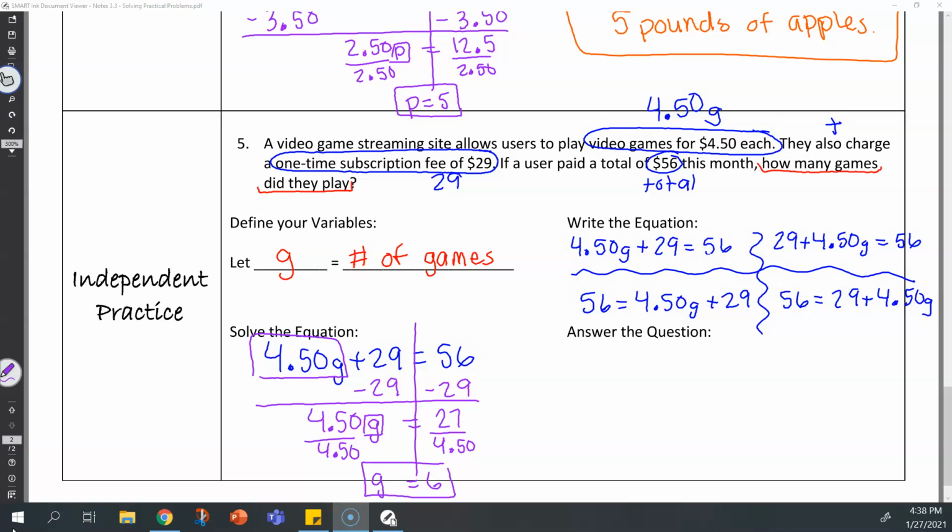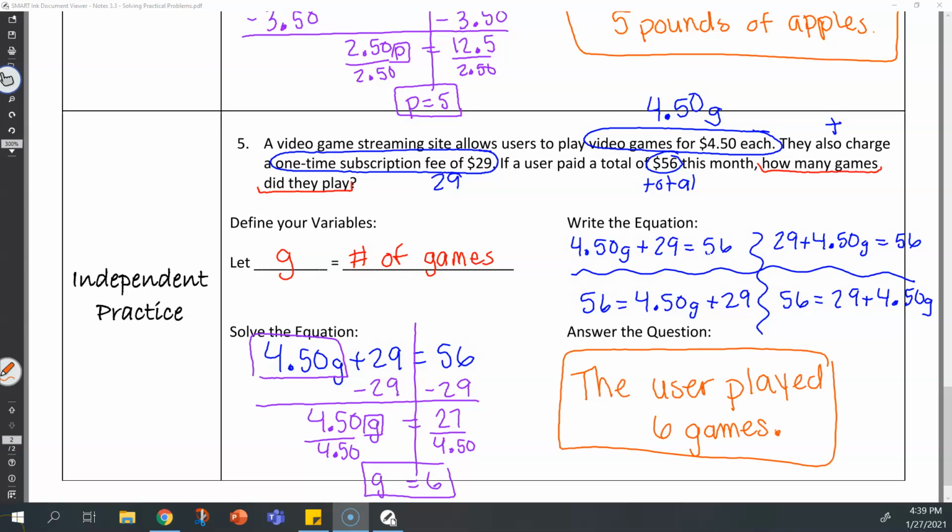And finally, I need to actually use that number to answer the question. The question said, how many games did they play? So my answer is that the user played 6 games. Okay, G represents my number of games. That's 6, so they played 6 games.